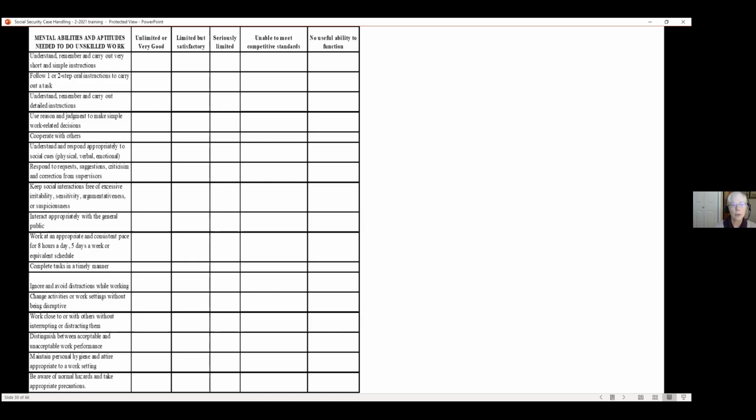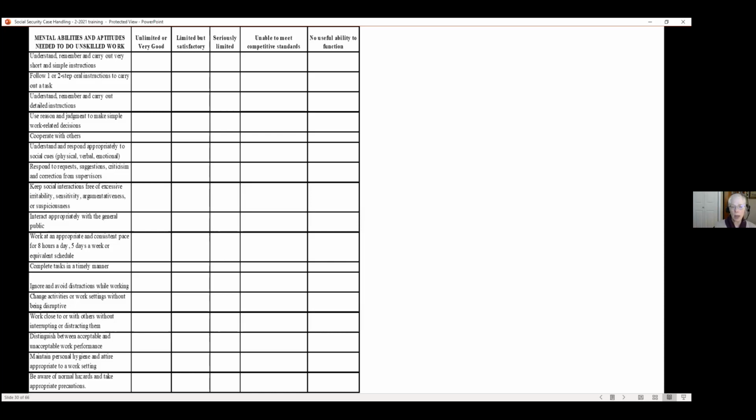Well, that's an example of somebody who's socially unable to respond appropriately to supervision. And then there's questions about consistent pace. Not every job has factory quotas where you have to finish 100 things, but every job has expectations about the pace at which you do things.